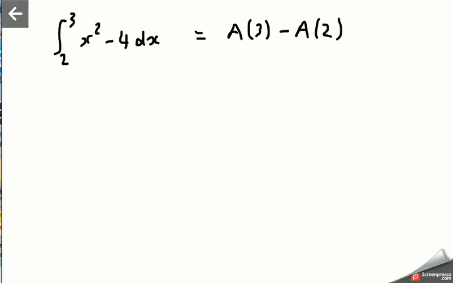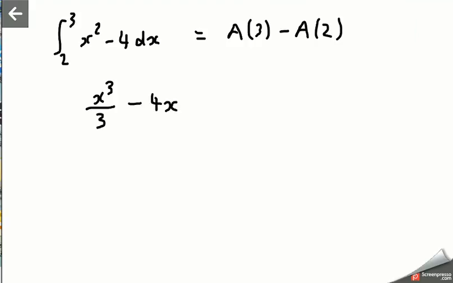Let's go ahead and work out the area function. We know that we need to use the reverse power rule. So we add 1 to the power. So it's going to be x to the power of 3, 2 plus 1 is 3. And then we divide by the new power. Divide by 3, and then minus, and what differentiates to 4? Well, 4x differentiates to 4. So it's going to be minus 4x.